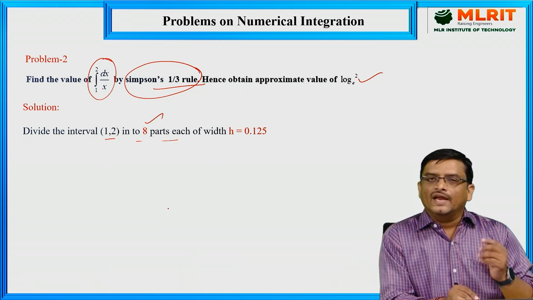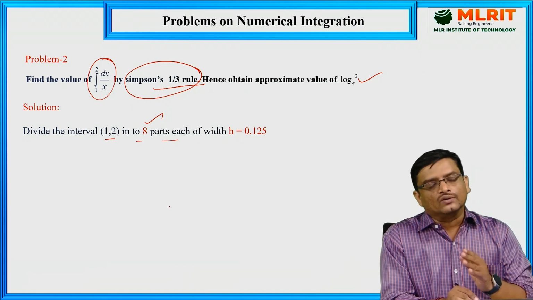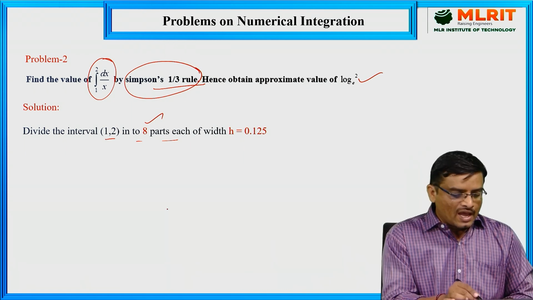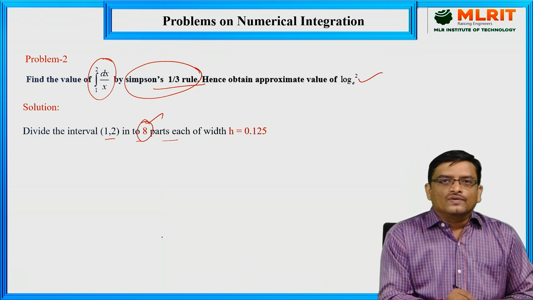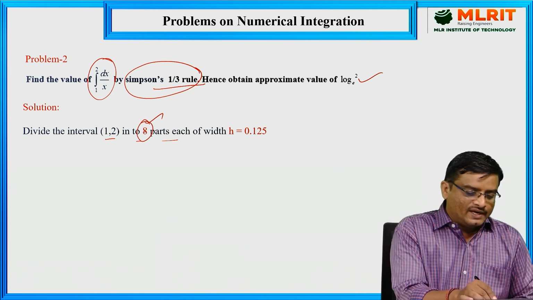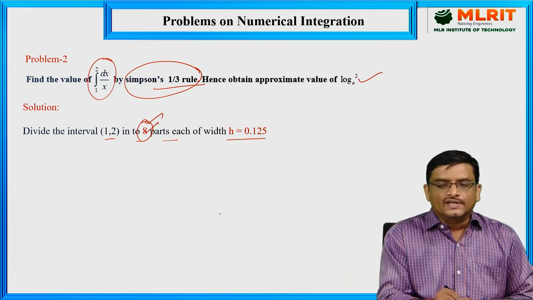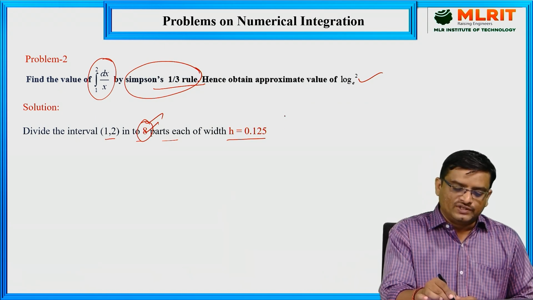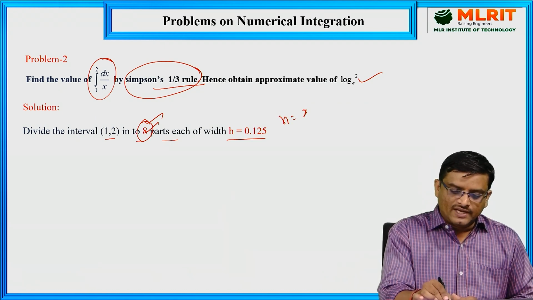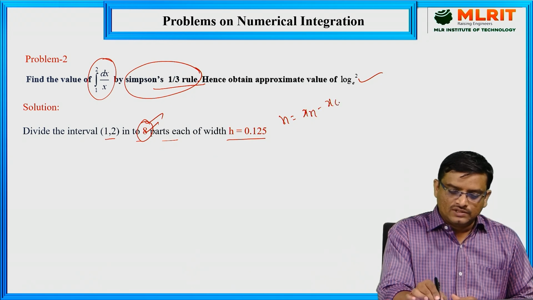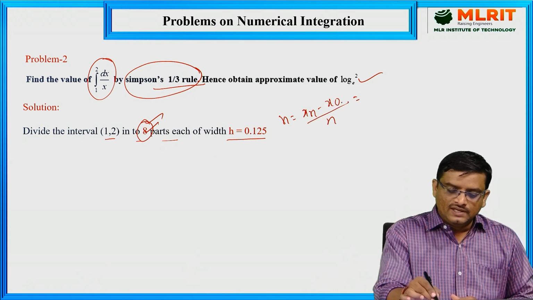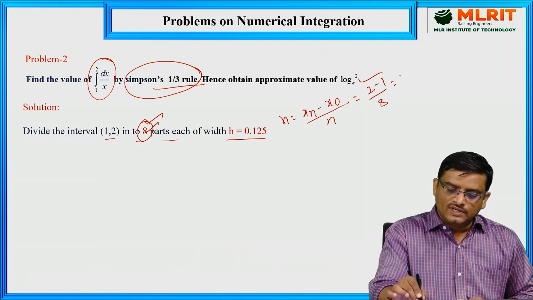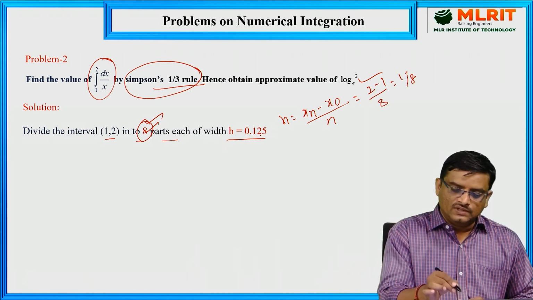So you can take n is equal to 6 or n is equal to 8 or the number of subintervals equal to 10 also. But I am taking 8 subintervals here. If you consider 8 subintervals, we will get h is equal to 0.125. In the previous problem we have seen how to get the value of h. So h is equal to xn minus x0 by n. xn is the upper limit, that is 2 minus 1, by 8, which is equal to 1 by 8. This is the value here.